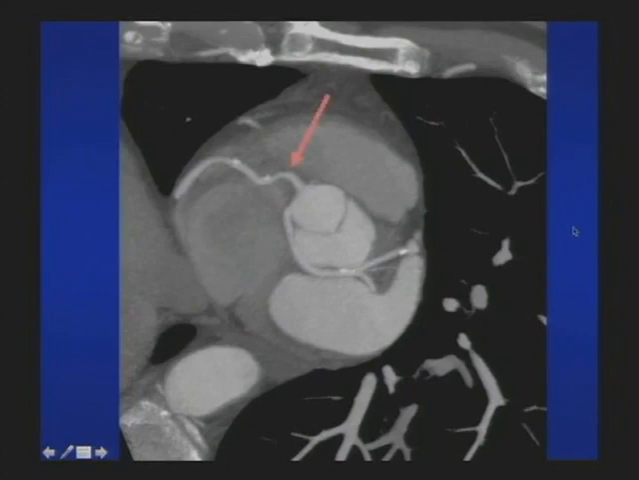There's the normal right coming off from the right sinus of Valsalva. This is the left main, which actually runs behind the aorta. It's not running in here. This is the one we would be worried about if it was in here. It's running behind the aorta. That's nice to know, but it's not going to cause syncope, sudden death, etc.